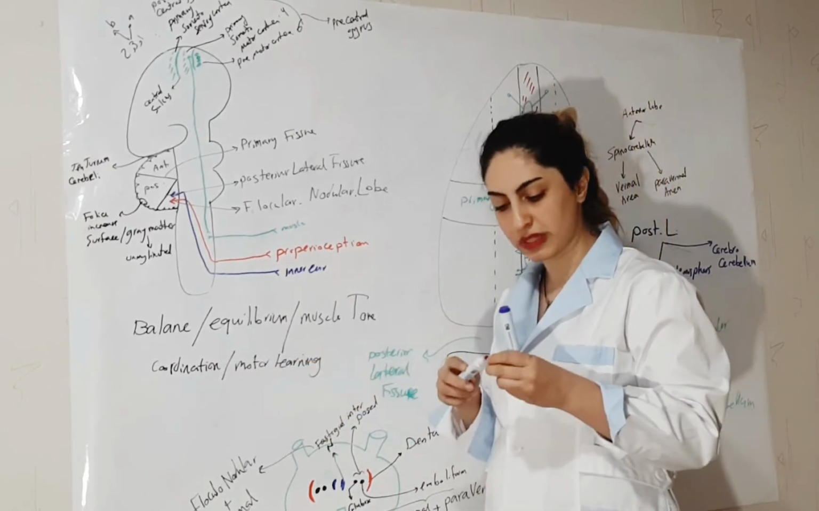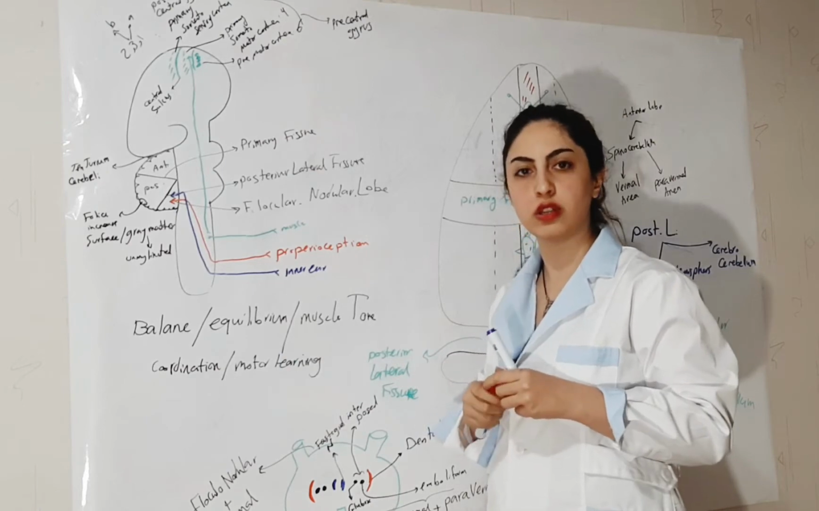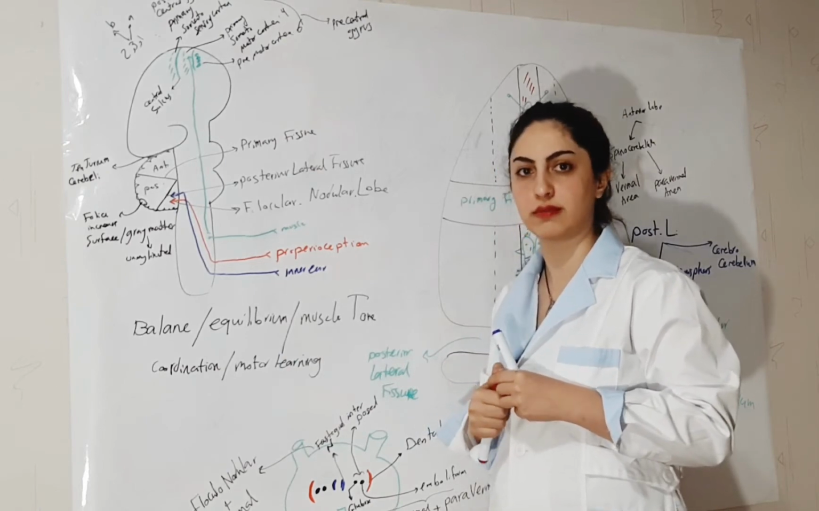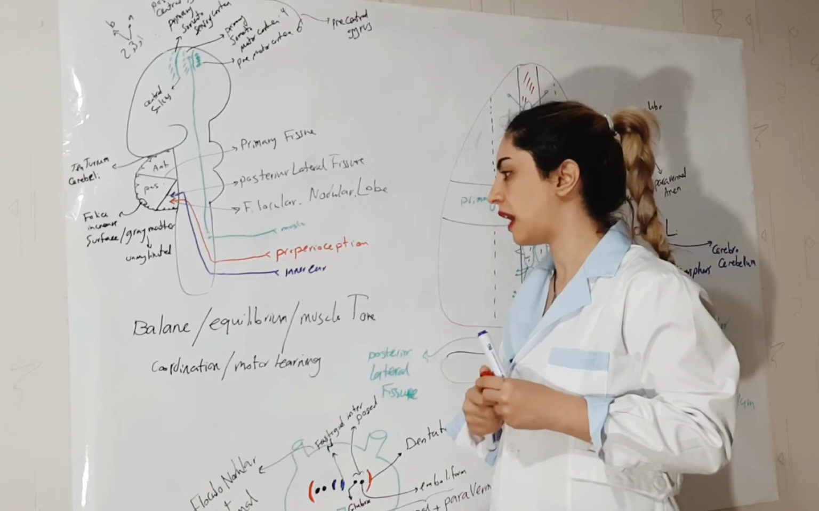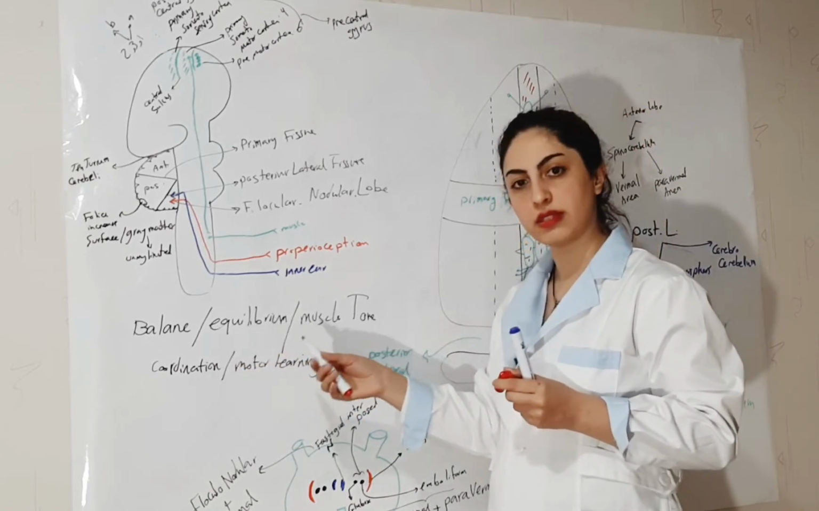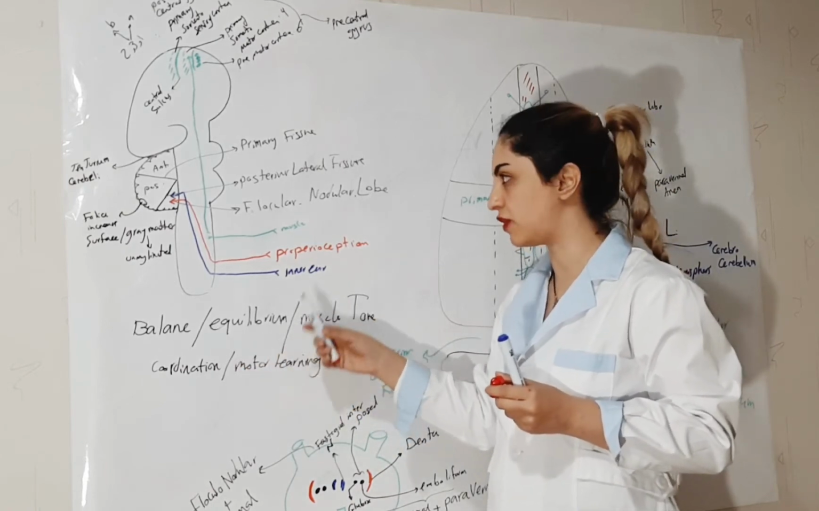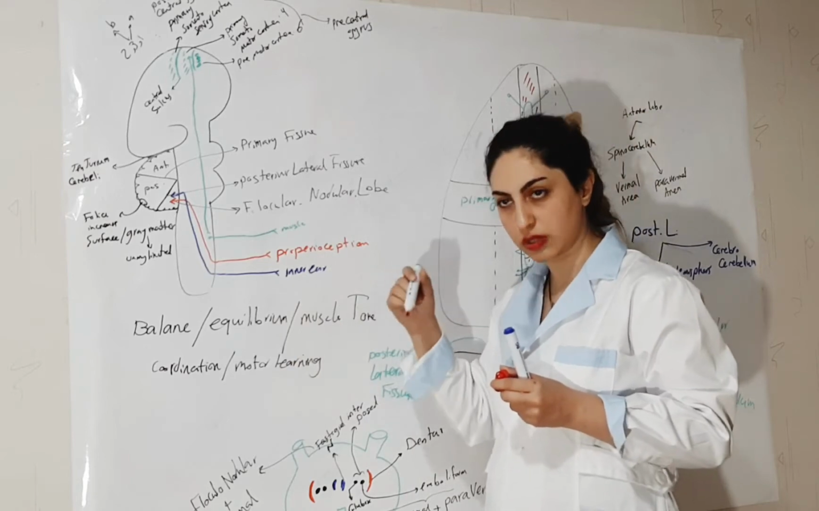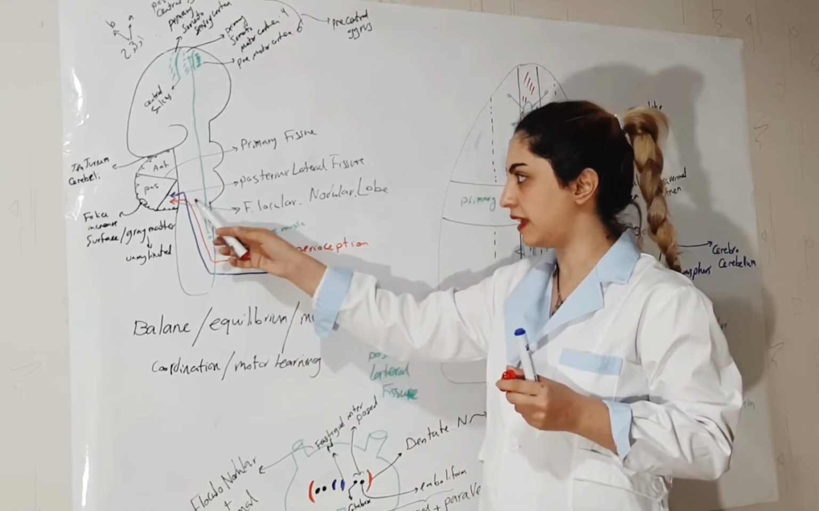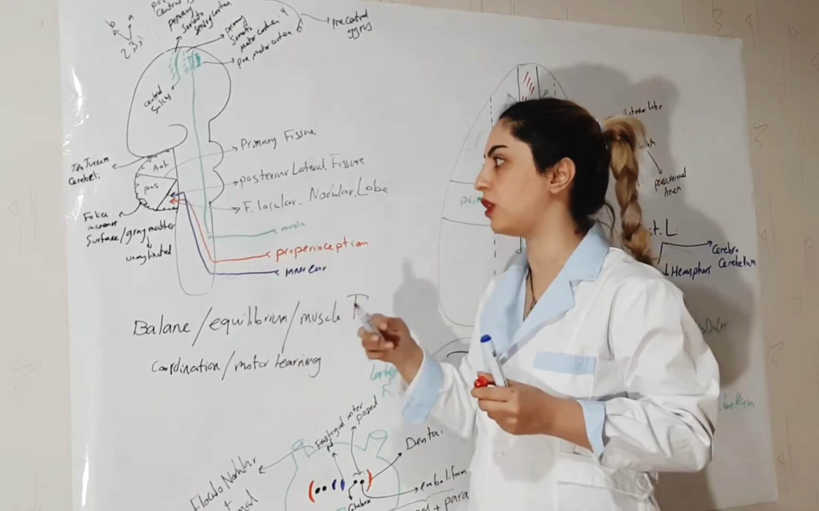Balance and equilibrium means what? It means the vestibular nucleus. And why? Because the vestibular nucleus is responsible for the balance pathway. It means that from the vestibular nucleus, which is located somewhere in here, there are some pathways to the cerebellum.